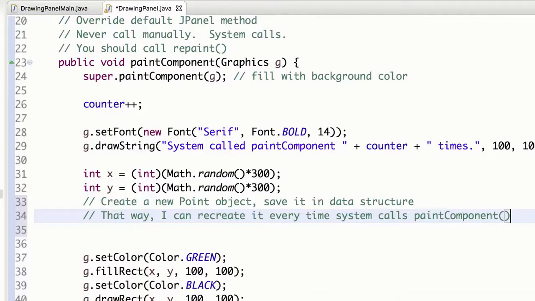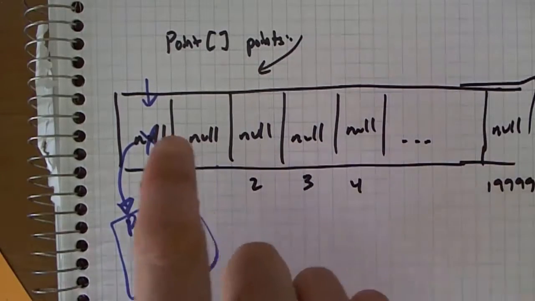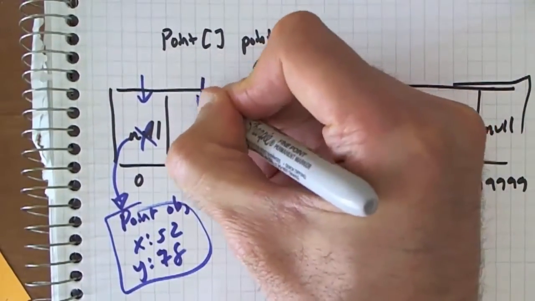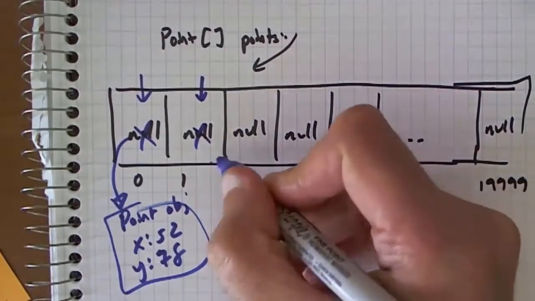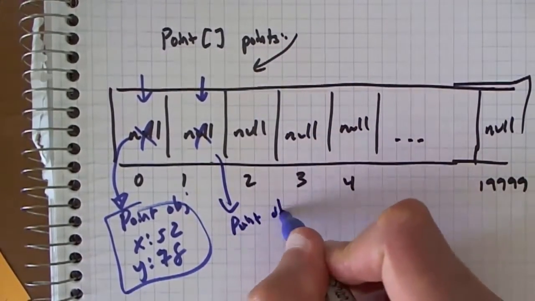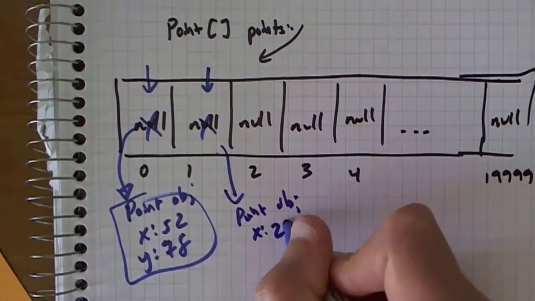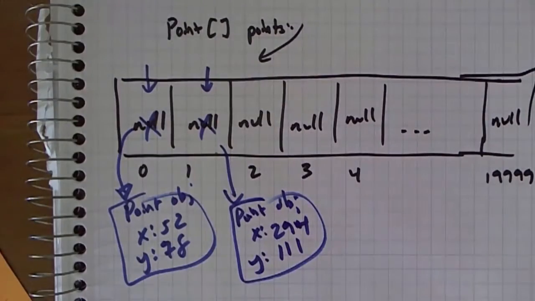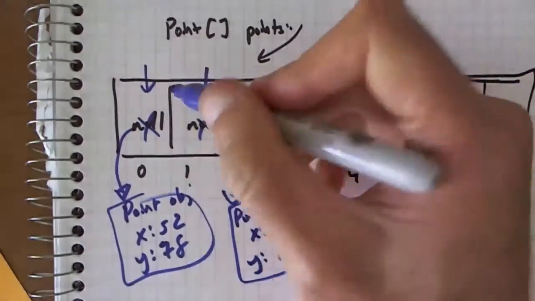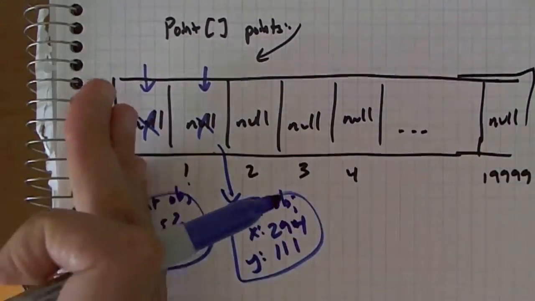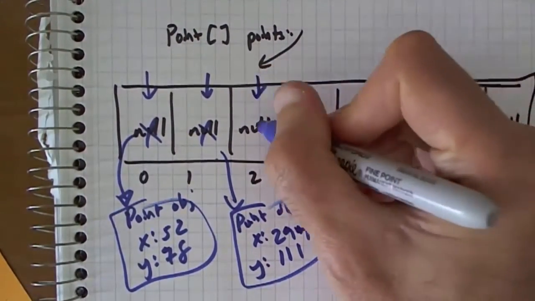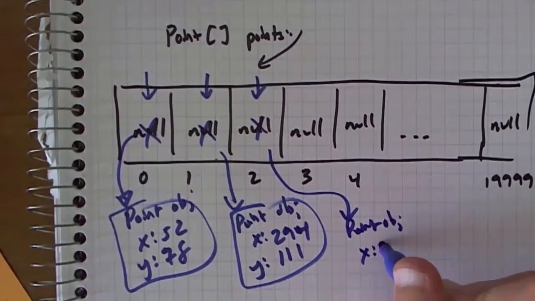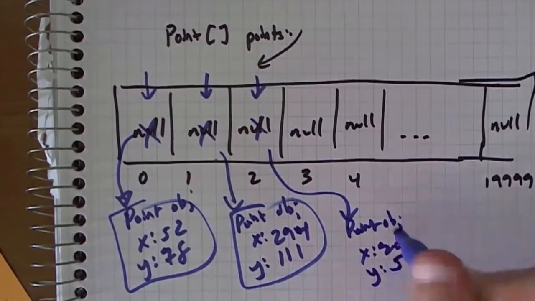So then the second time paint component is called, when I resize it, this guy is still here. So at first I want to draw this, and then I want to store a new x and y, right? So I want to not have null here. I want to have a new point object, randomly x is 294, and y is like, I don't know, 111. And then the third time, I don't want to delete these. They're saved. So I go through, I'm going to draw this, and then I want to create a new point object, with x being whatever, and y being whatever.